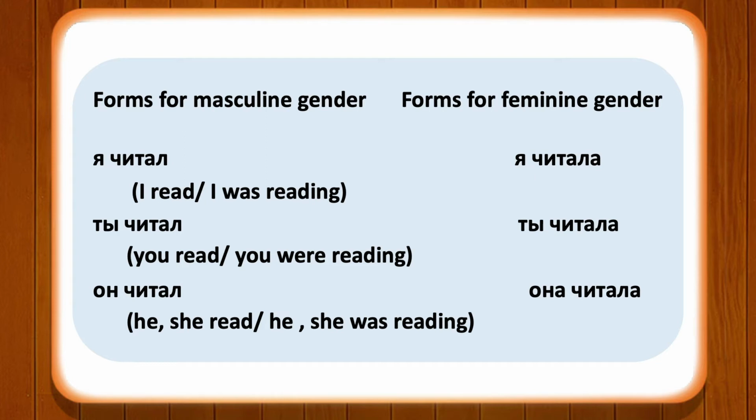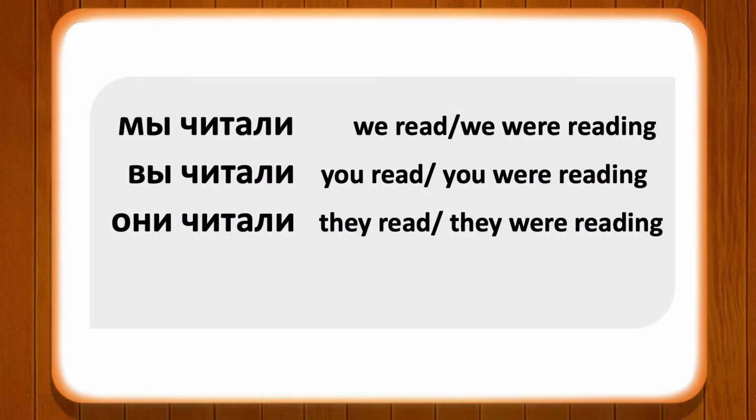Ty chital if the noun is of masculine gender, and ty chitala for the noun of feminine gender. On chital, ana chitala. For plural forms, we use the pronouns mui, vui, ani. So mui chitali, vui chitali, and ani chitali. Mui chitali would mean we read or we were reading.